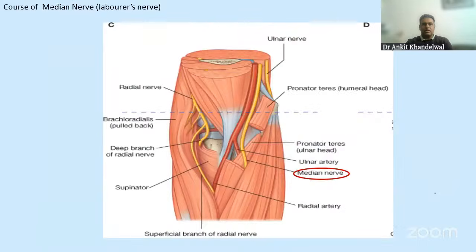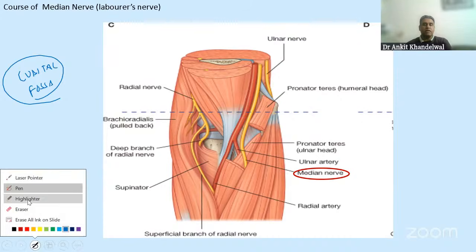And this, I guess we have done. So a bit of nerves over here. You'll see most of the images will come over here. Which area is this? This is the front of the elbow, or the region of the cubital fossa. So there are three nerves that we are seeing over here. Let me just highlight it.